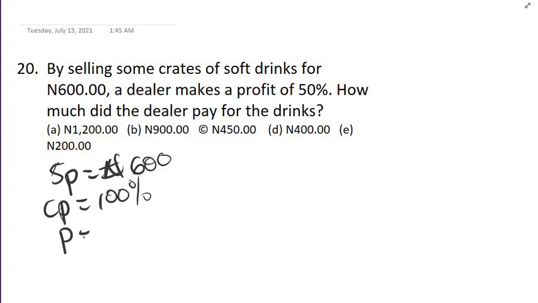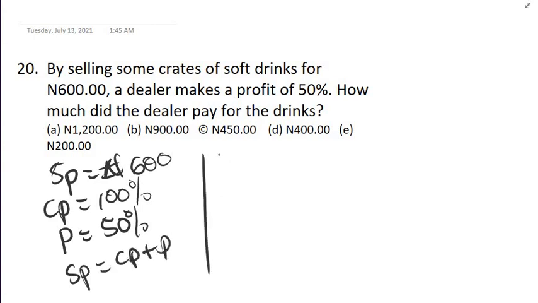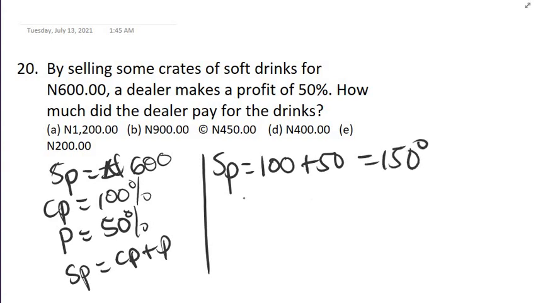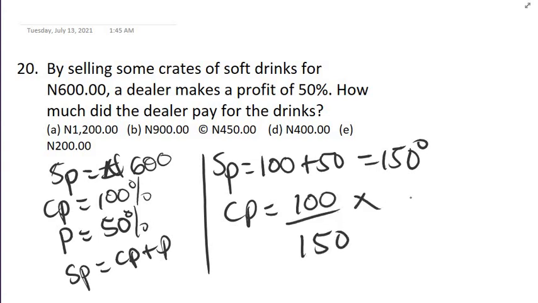Here, profit was given as 50%. Again, selling price equals cost price plus profit. That being the case, selling price in percentage will be 100% plus 50%, which will give me 150%. So I'm looking for the cost price. What you're looking for is always the numerator, 100%, which is the cost price, divided by selling price 150, times the amount, which is 600.